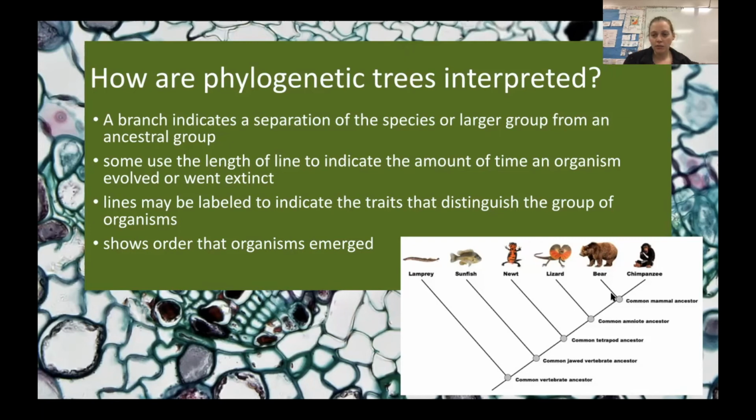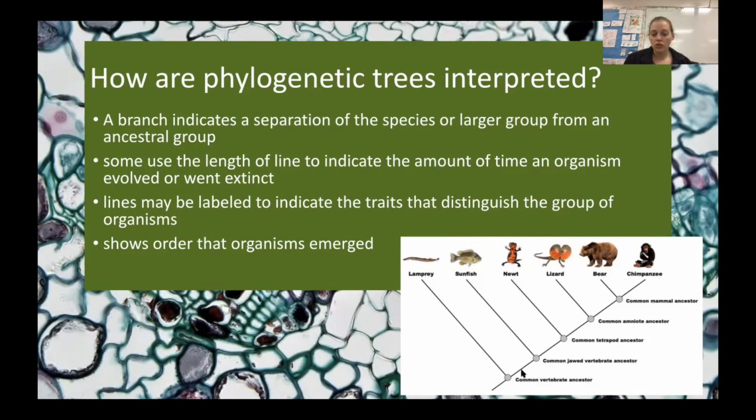So sometimes you'll see time put on a phylogenetic tree, but not always. But time is always assumed to be represented. These organisms all have made it to present day. Should you see an organism end early, then you can assume that it went extinct.